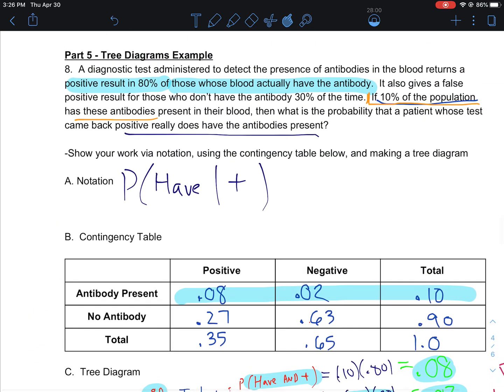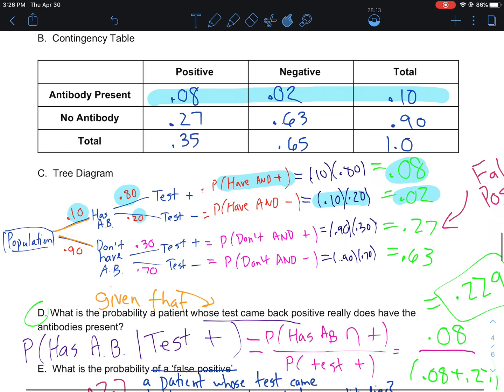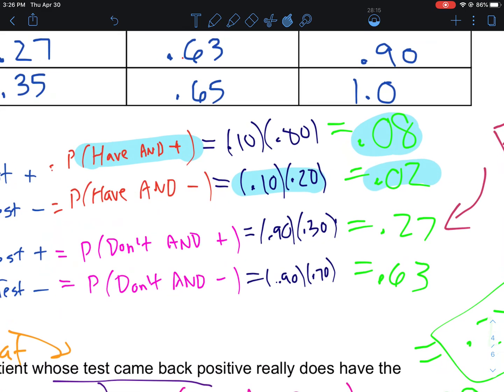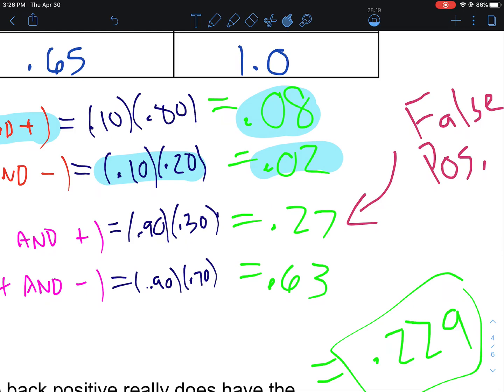Now, moving on, they told you another thing in this problem. They also said to you, you get a false positive 30% of the time. Now, false positive is you start false, but the test says true. So 0.02 is not that.